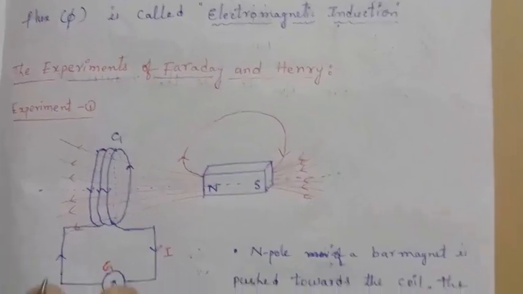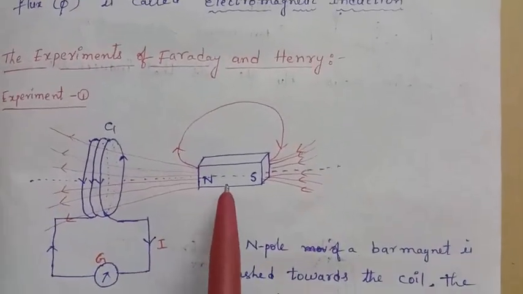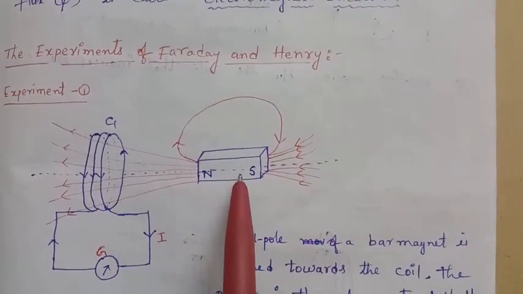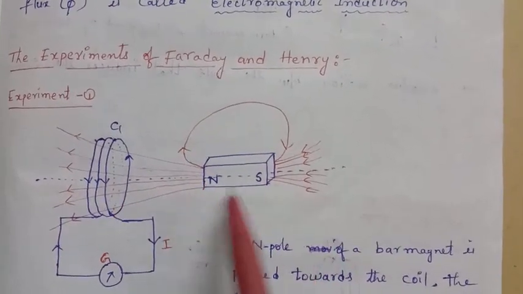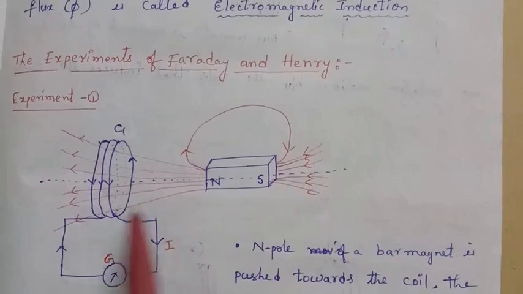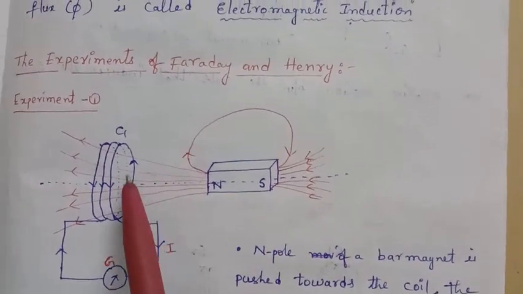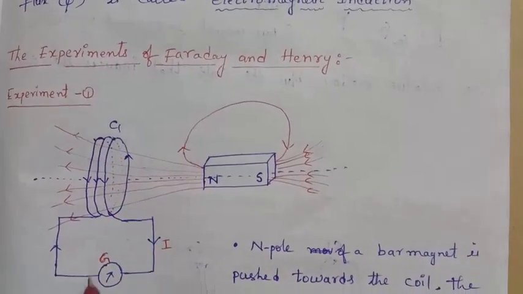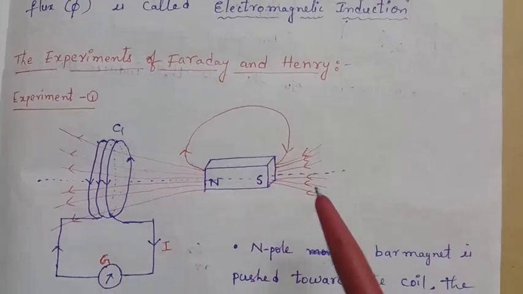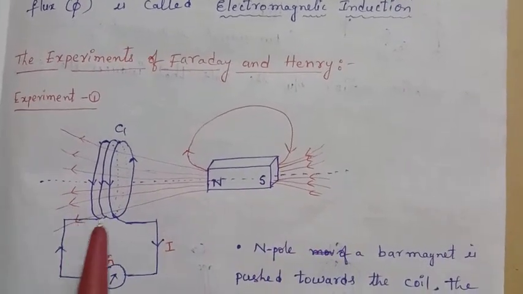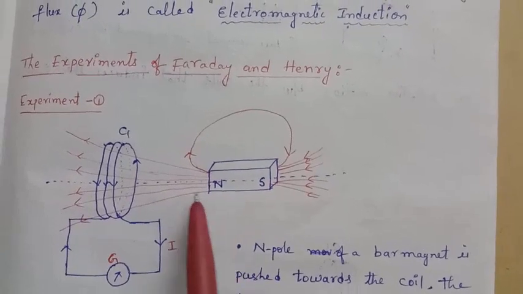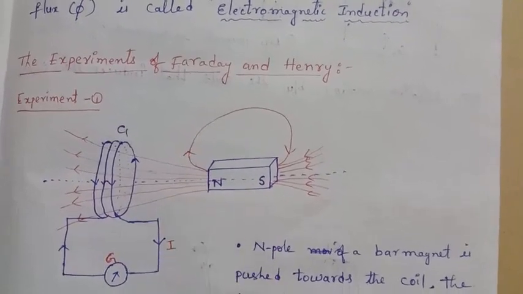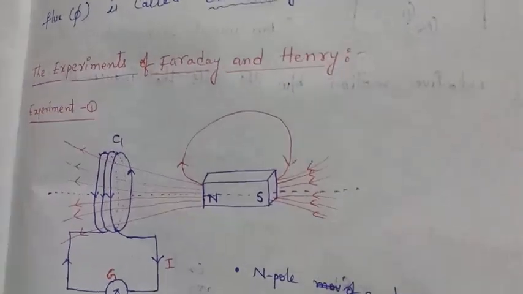For this experiment, you take the bar magnet and push it towards the coil or move it outwards along the axial line. At that time you observe the deflections in the galvanometer. If pushed towards the coil, you observe a deflection in one direction, and in the opposite direction when withdrawn from the coil. So this is experiment 1.